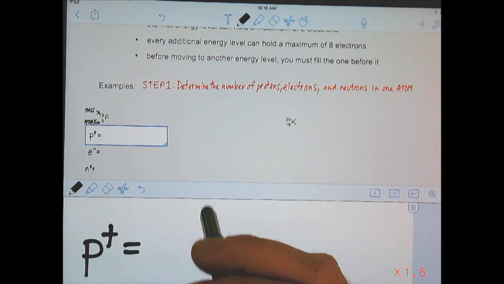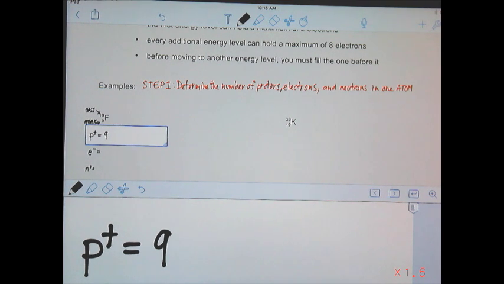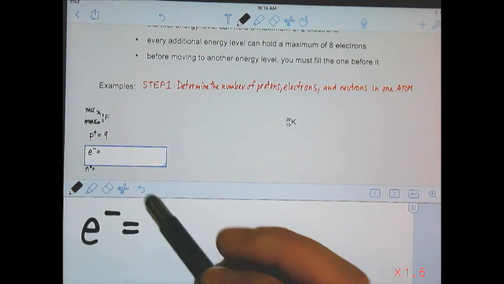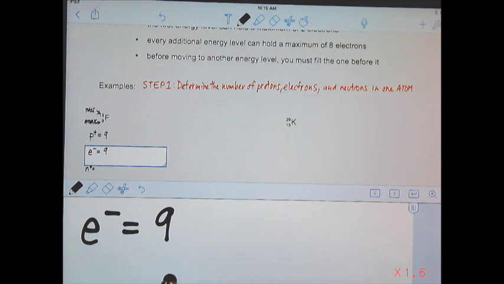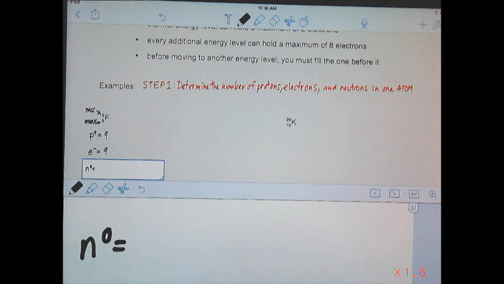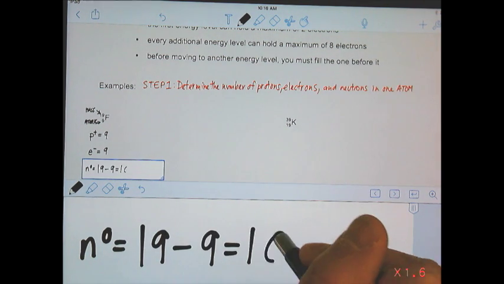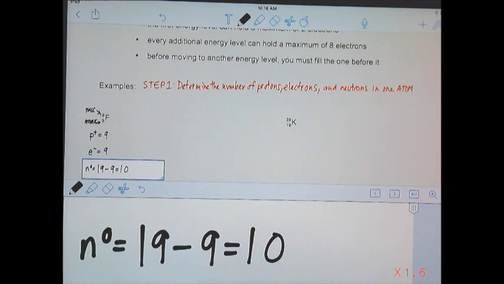The number of protons is equal to the atomic number. So the atomic number of fluorine is 9, therefore there are 9 protons. The number of electrons in a neutral atom is always equivalent to the number of protons. Therefore, there are 9 electrons in one atom of fluorine. The number of neutrons is determined by subtracting the atomic number from the mass number. In this case, it is 19 minus 9, which equals 10. There are 10 neutrons in one atom of fluorine.